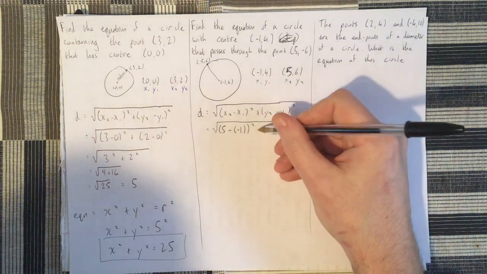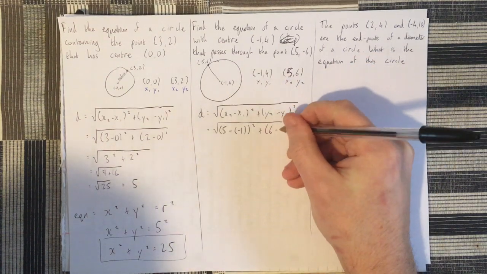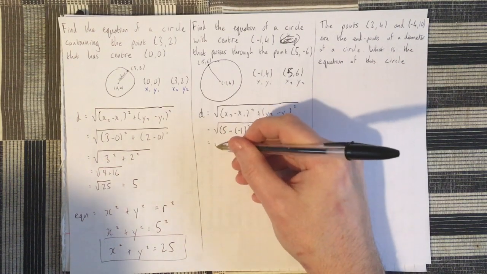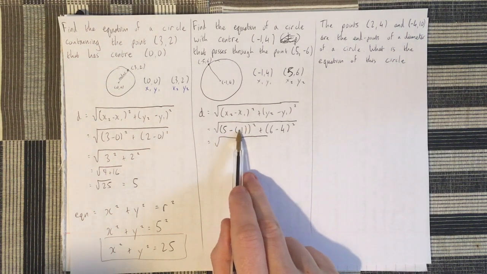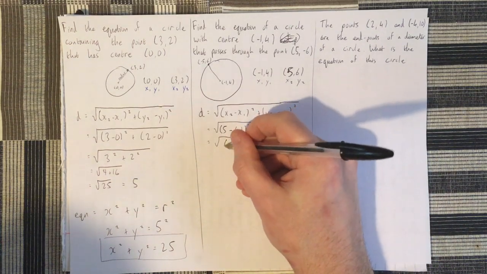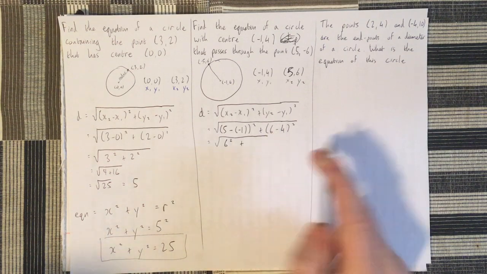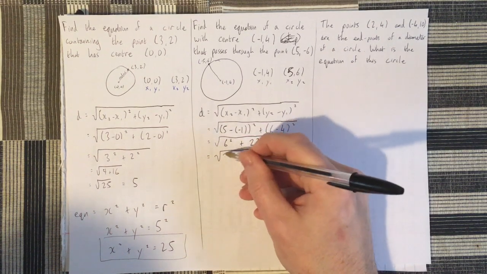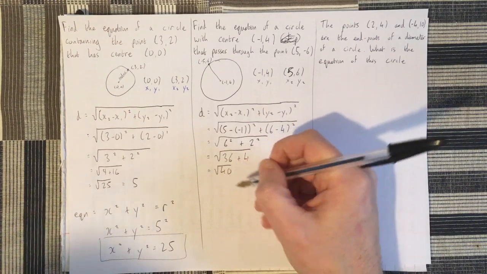All right. So plus y2 minus y1, so y2 is 6 minus 4, to be squared. So that's equal to the square root of, so this is 5 minus minus 1. 2 minuses together make a plus. So this is 5 plus 1, that's 6. So 6 squared plus 6 minus 4 is 2. So 2 squared. So that's equal to the square root of 36 plus 4. So that is the square root of 40.